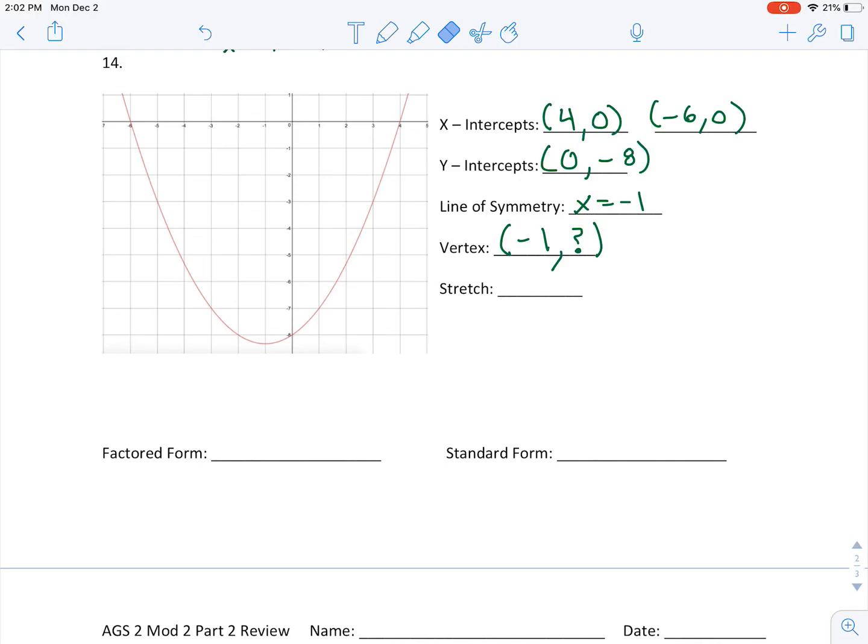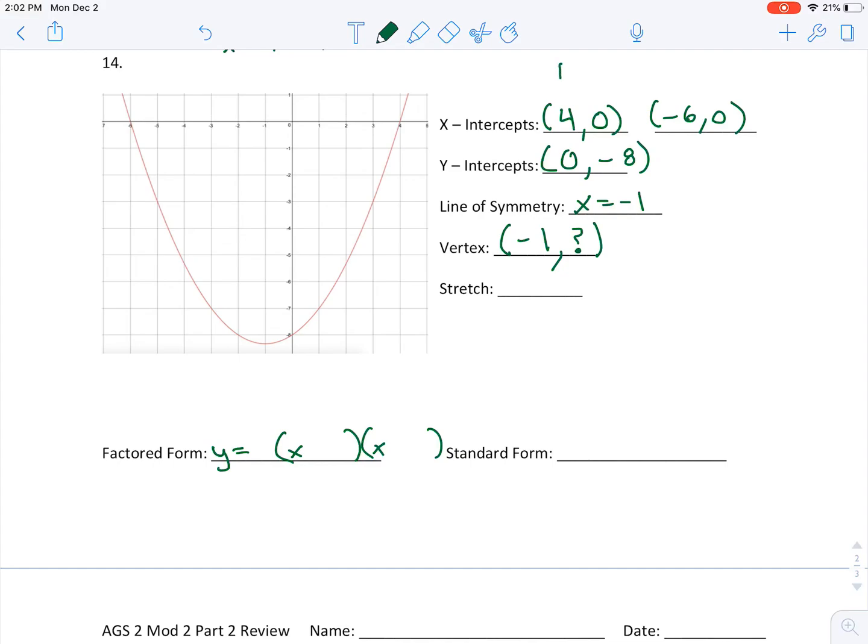So here's how I'm going to do it. It's got some kind of a weird stretch, okay? We can tell that a isn't 1 because if it was, this would go 1 over and 1 up. It's wider than that, which tells me that it must be less than 1. Interesting. So factored form, let's start there. Factored form would be what?